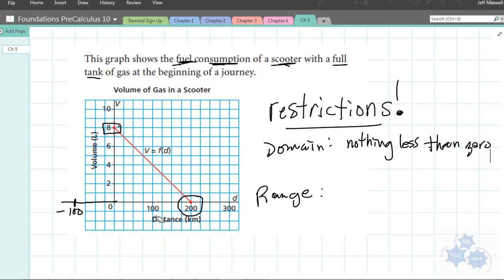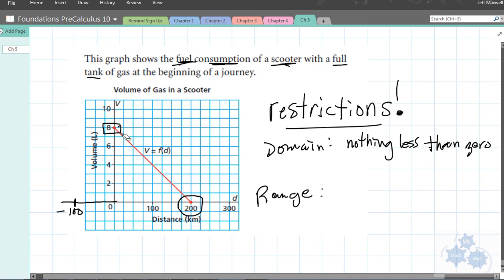Yep. Okay, look at the graph. Starts at 0 and goes to 200. So anything above 200 is not part of the question. See that? We're not talking about that. So for your domain, nothing less than 0 and nothing greater than 200. Because for this graph, again, the domain starts here and it ends here. There's no graph beyond that. A scooter with an empty tank will not go any further, right? And we're not talking about pushing it or putting it in the car and driving around.